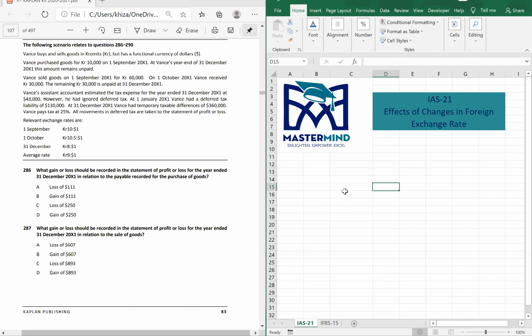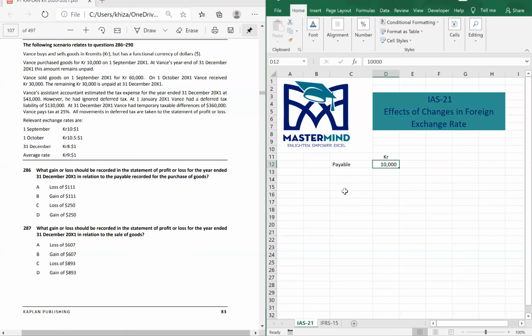The question says Vance buys and sells goods in Cromets, but has a functional currency of dollars. Vance purchased goods for 10,000 Cromets on 1st September 20x1. At Vance's year end of 31st December 20x1, this amount remains unpaid. So basically, there's a payable that is unpaid on 31st December 20x1 of 10,000 Cromets, right? Now, obviously, it's a monetary liability, right?